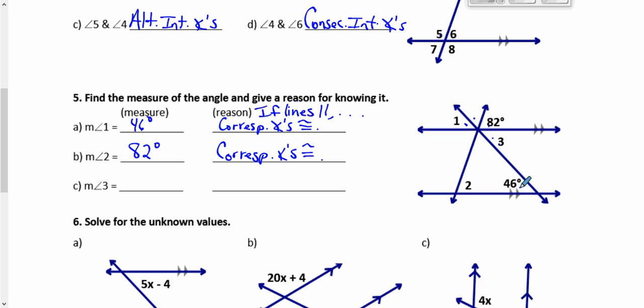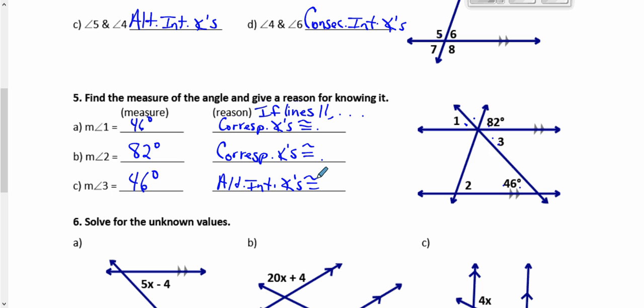Alternate. And if the lines are parallel, what? Alternate, right? 3 and 46. They're alternate interior angles being congruent if lines are parallel. Okay? So you're going to need to know these angle pairs.